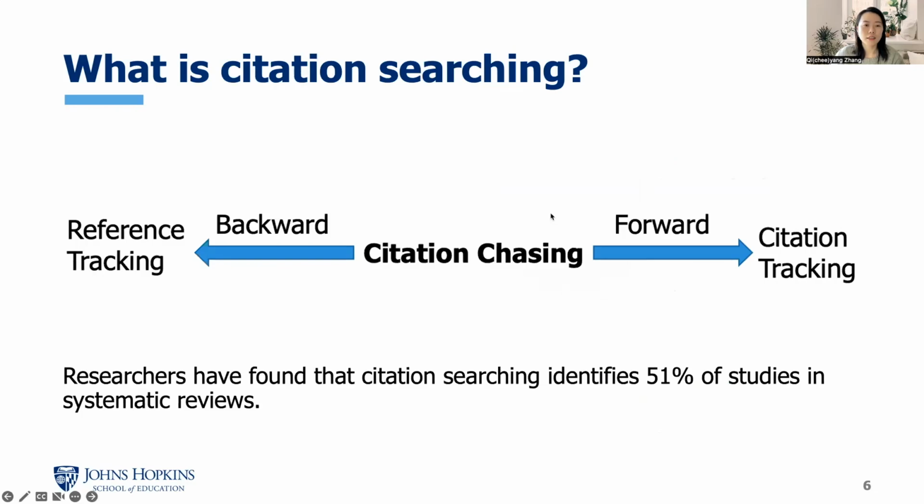Another supplementary search technique is called citation searching. There are two directions in citation chasing. There is backward citation chasing, which is also called reference tracking. There's also forward citation chasing, which is also called citation tracking. Citation chasing is important. Researchers have found that citation searching identifies 51% of studies in systematic reviews.